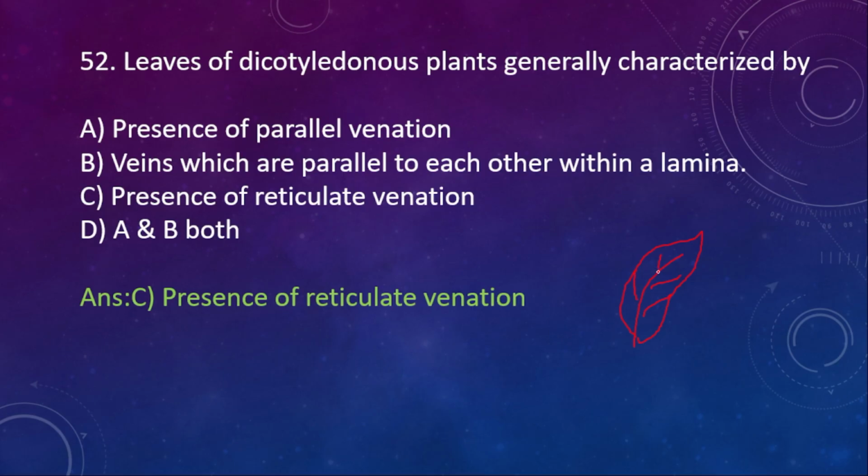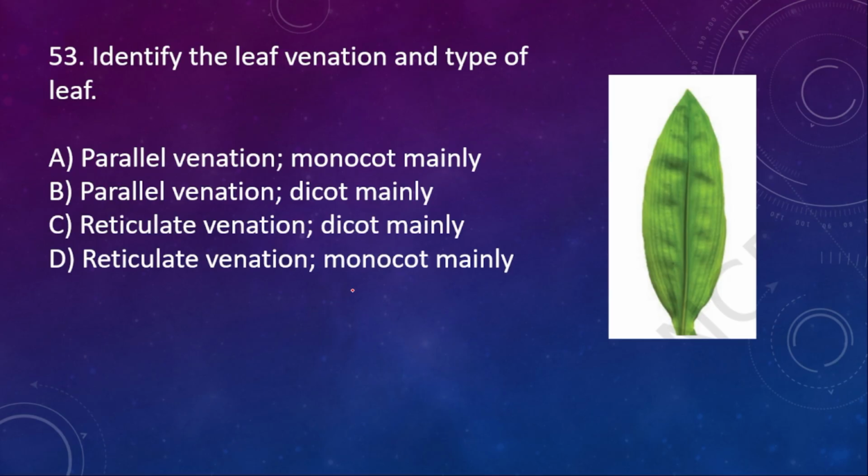Such kind of leaf you can see in dicotyledonous plant leaves. There will be a network-like leaf. Veins and then veinlets will form a network. That kind of venation is said to be reticulate venation. 53 question. Identify the leaf venation and type of leaf.